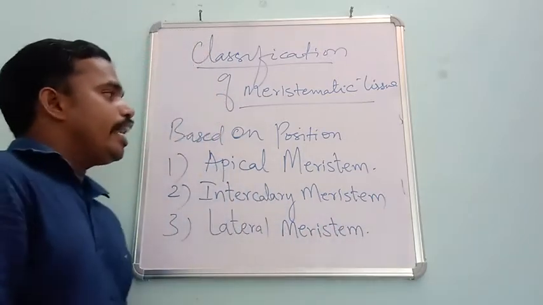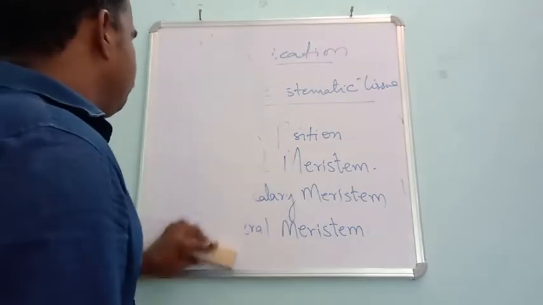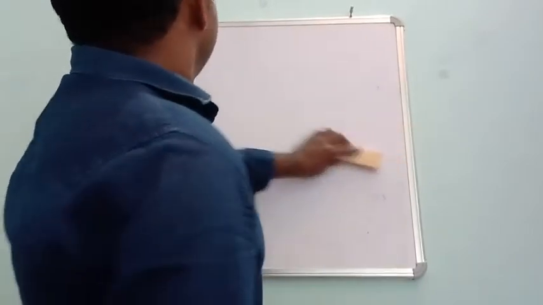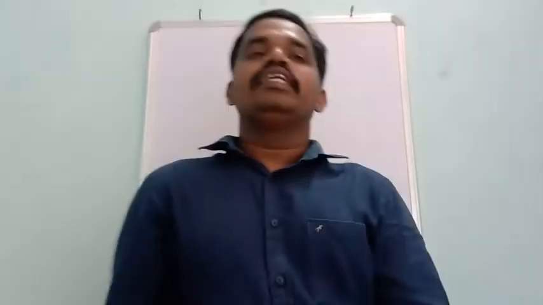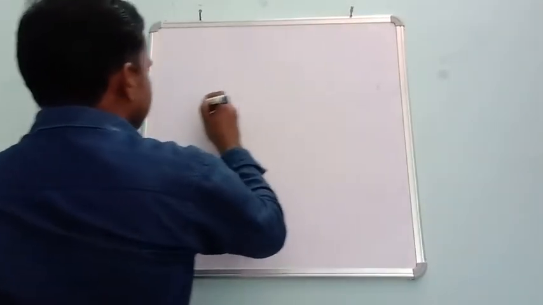With the help of a diagram, it will be easy to understand. Let me draw the diagram. So based on position, meristem is classified into apical meristem, intercalary meristem and lateral meristem. So this is the diagram.